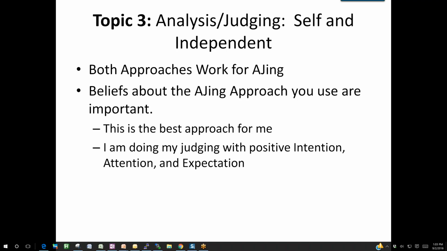So you need to get to a place, and this might come after some experimentation, where you decide that one approach or another is the best approach for me, okay? I'm doing my judging with positive intention, attention, and expectation. Remember, this is a totally separate session. It's got nothing to do with anything else.